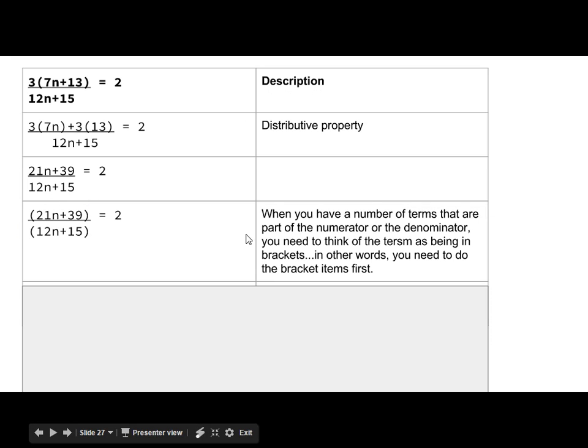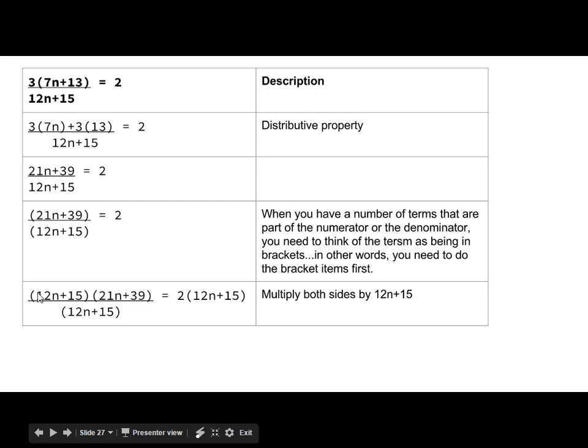And notice, I put a little note here. I put brackets around it, and this way it's reminding you that everything in a fraction must be dealt with as an individual term. So whatever's on top is one term, whatever's on the bottom is one term. So finally I get to the point where I'm multiplying both sides by 12n plus 15.